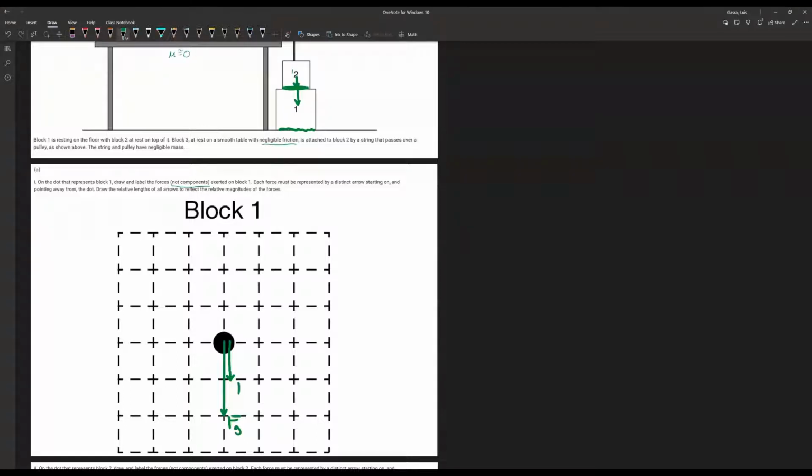So here we could call this the normal force from block 2, and this would be the gravitational force on block 1. So I'll just go ahead and label them like that. Fg1 is the weight of block 1. Any questions so far?